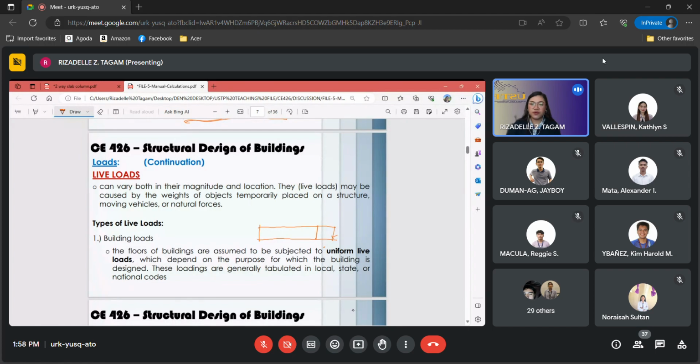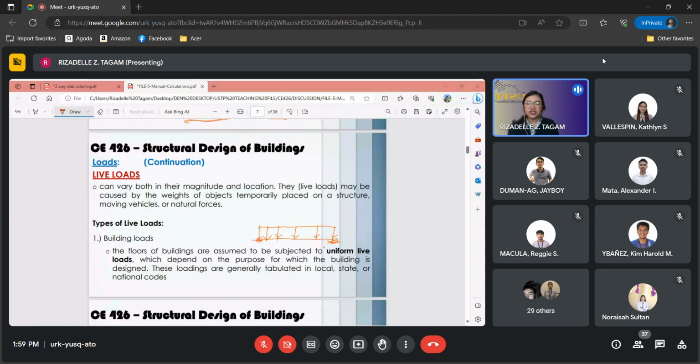Because walls have no live load. Mostly what has dead load and live load are the floors, because that is where the loading is subjected, where things are placed. The live load is easy, which depends on the purpose for which the building is designed. These loadings are generally tabulated in local, state, or national codes.